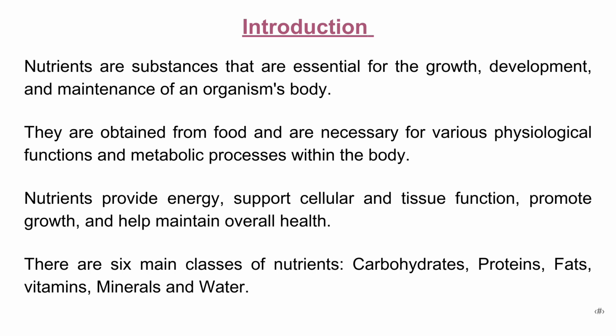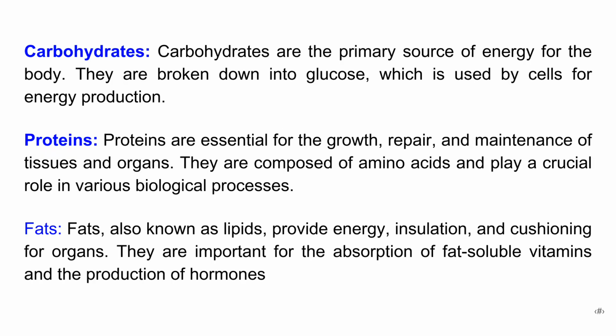There are 6 main classes of nutrients: carbohydrates, proteins, fats, vitamins, minerals and water. Carbohydrates. Carbohydrates are the primary source of energy for the body. They are broken down into glucose, which is used by cells for energy production.